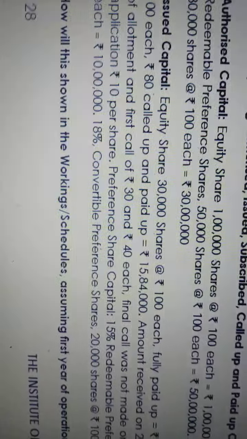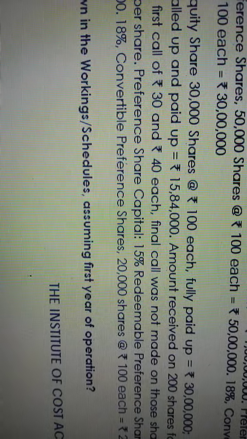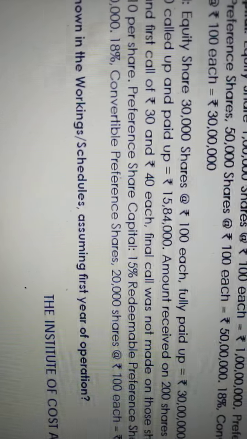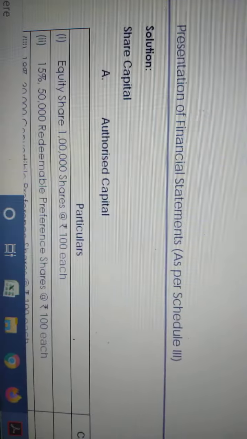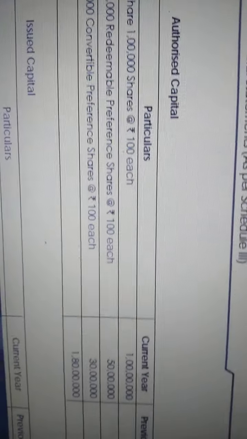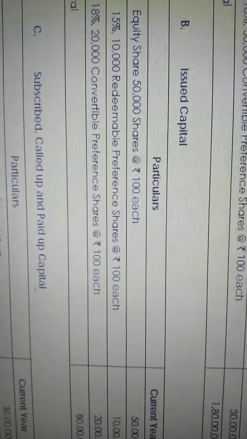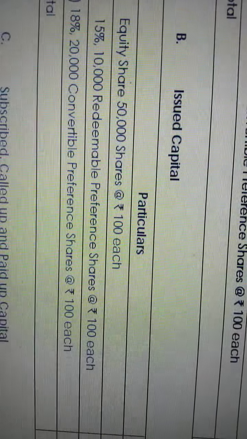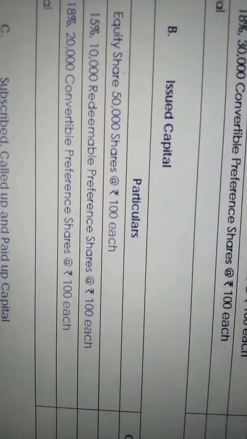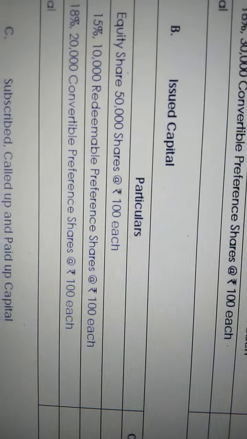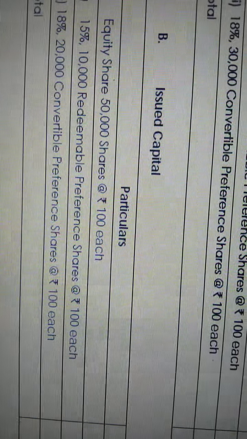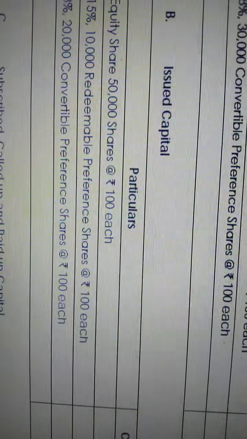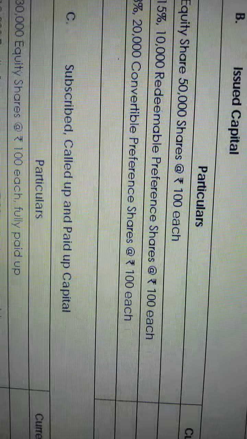What is the question? How will this be shown in the working schedules, assuming the first year of operation? This is a new company; they just started, and year 1 is just completed. How do we have to present it? First, authorized capital given in the question, all the things we have to write separately. Then issued capital. How much is issued? 50,000 shares are totally issued, and issued we have to write separately. How 50,000? 30,000 plus 19,800 plus 200 equals 50,000. Then 10,000, 20,000, it is also given in the question.